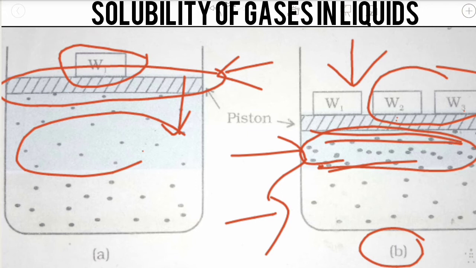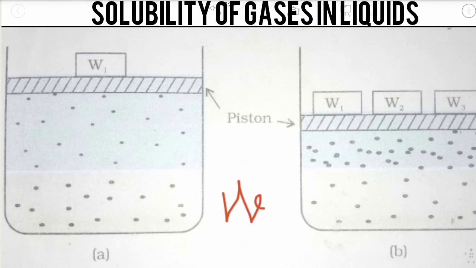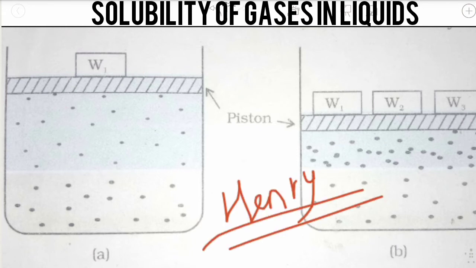Who was the first person to give a quantitative relationship between pressure and the solubility of a gas? Henry was the first person to give the relationship between the pressure and solubility of a gas. So now we are understanding the solubility of gas in liquid. We call this type of experiment Henry's law. We will understand what Henry's law states.